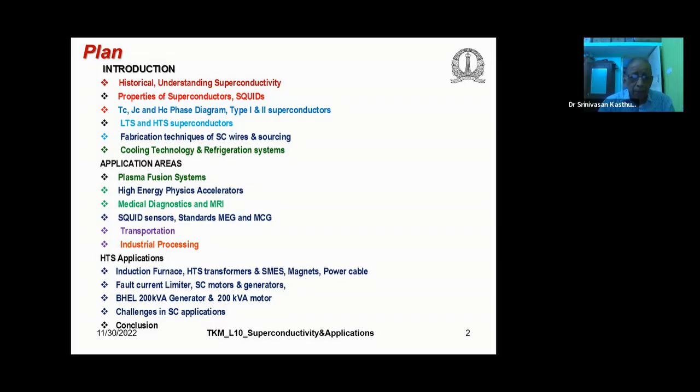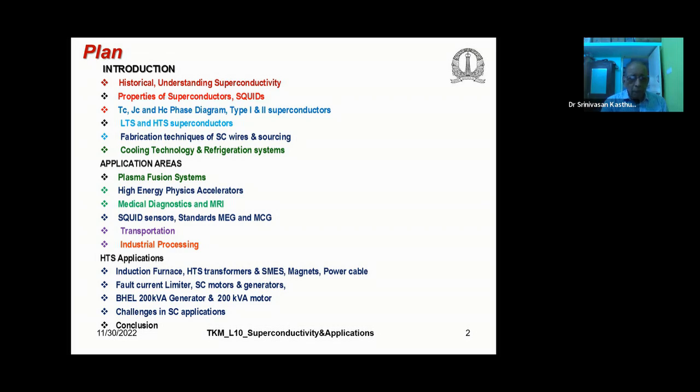And then the fabrication techniques of superconducting wires, the various sources from where you can get superconducting wires, the cooling technology for superconducting magnets, and what sort of refrigeration system one can use, etc. This will cover more or less the superconductivity basics and also the understanding of the superconductivity phenomenon. Okay, we'll come to the application areas.